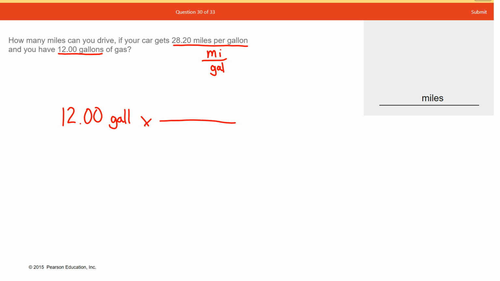All right. And then I have this that's a conversion factor. So for every 1 gallon, I can go to miles. So I get rid of gallons.